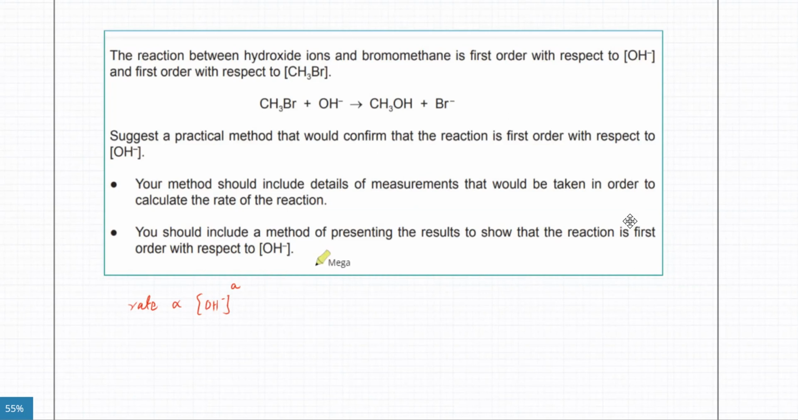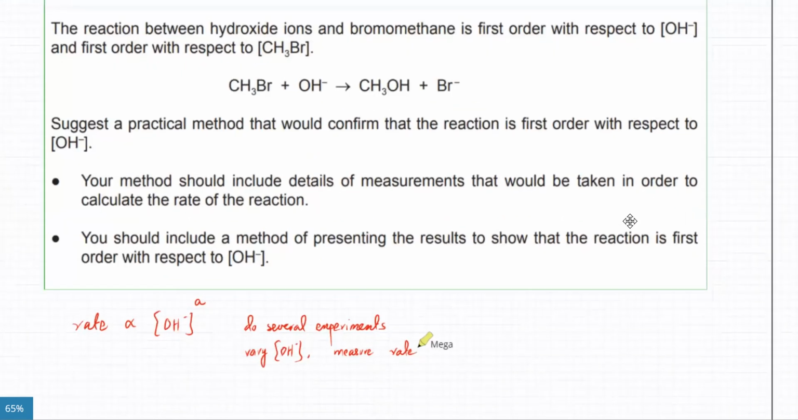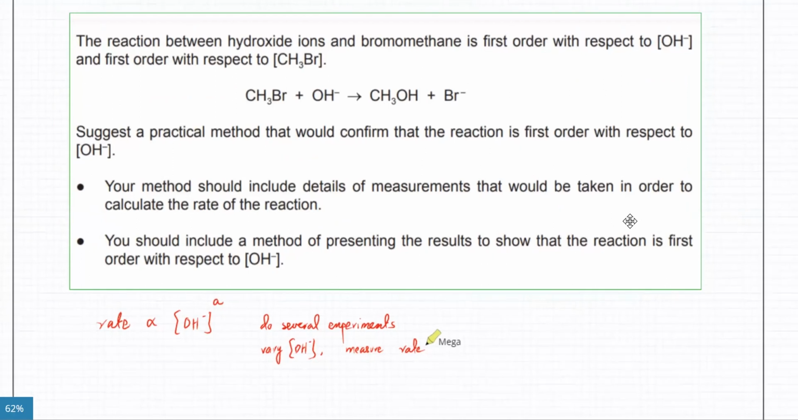So all you have to do is do several experiments. In those experiments, you're going to vary the OH ion concentration, and every time you vary the OH ion concentration, you're going to measure the rate of the reaction, and see how that rate changes with time. So that's all you have to do, but it's a 4-mark question.